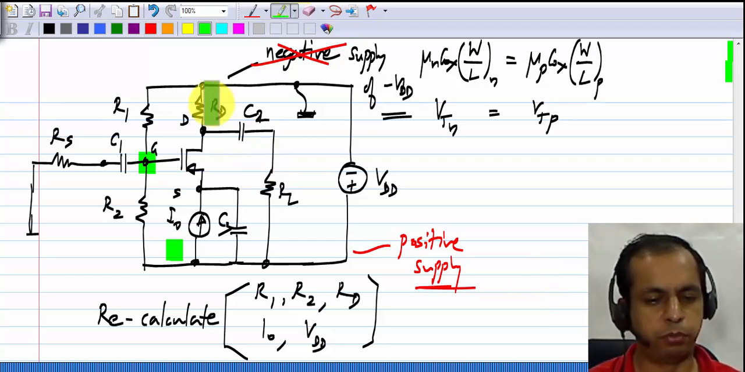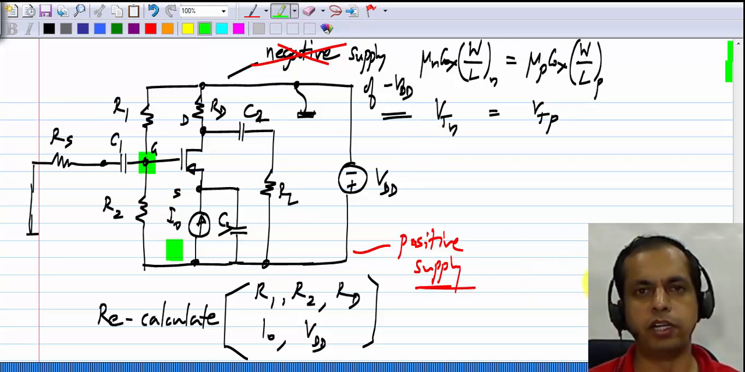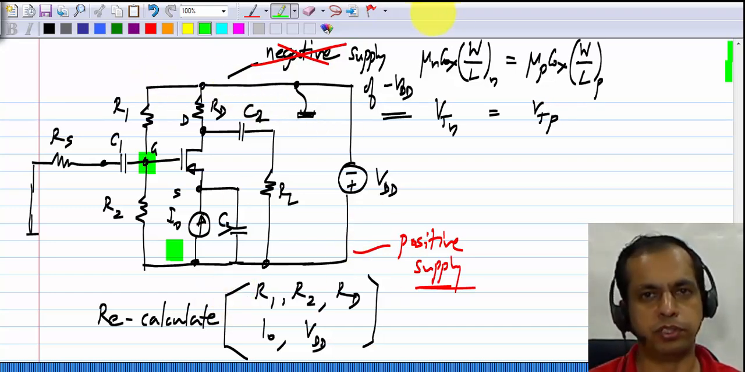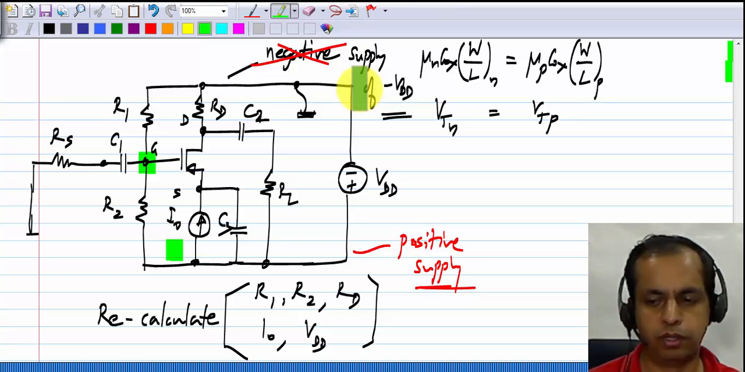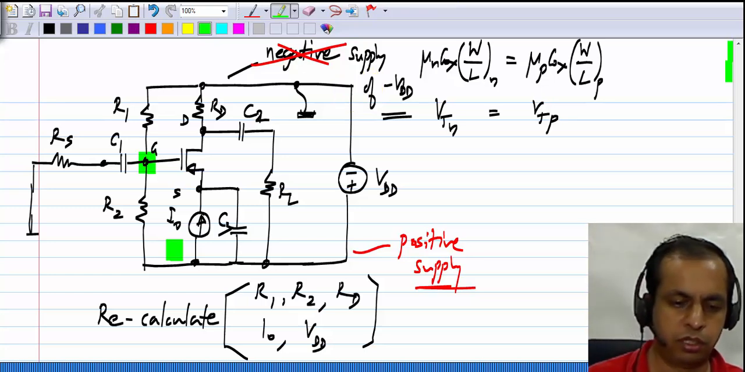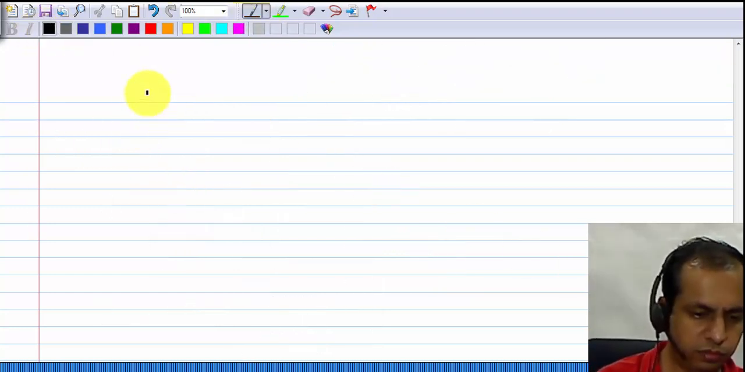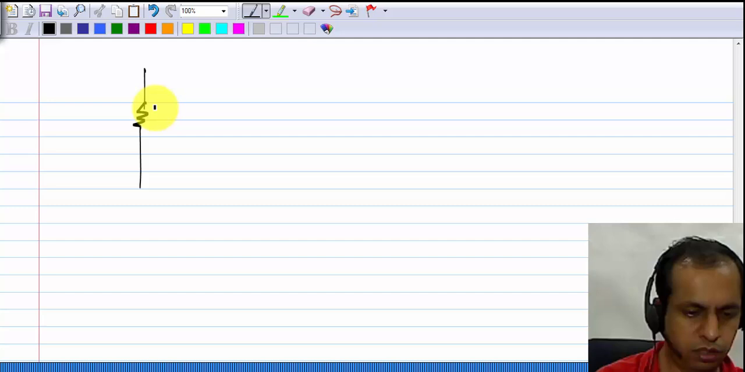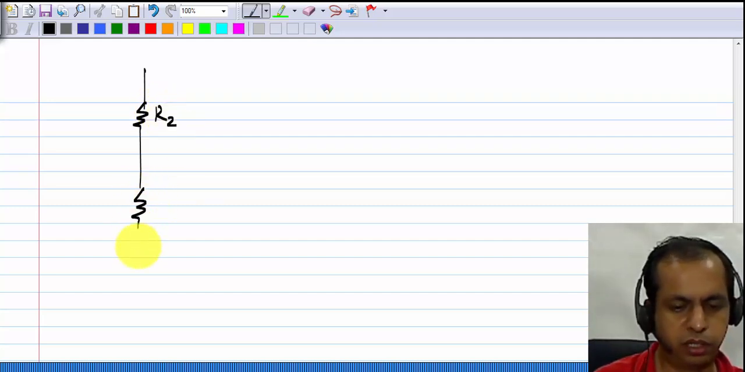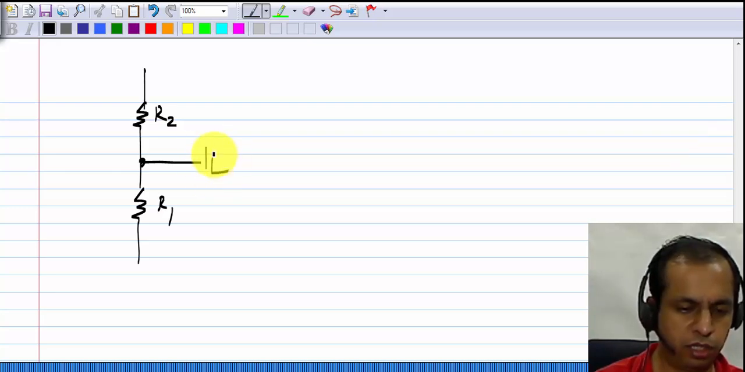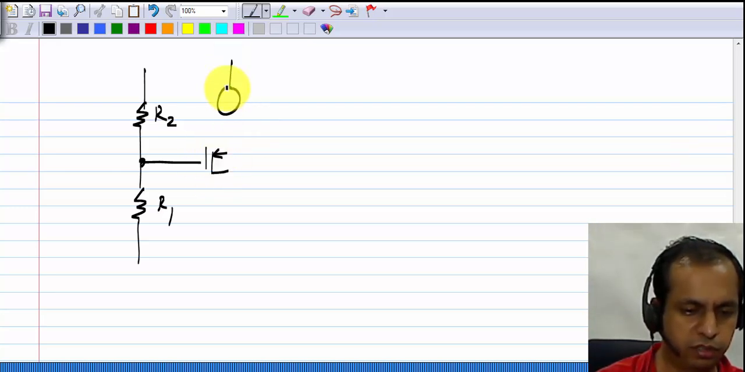We have now a proper circuit with a PMOS transistor with a positive supply. And finally, the way we draw circuits is normally with ground at the bottom and the positive supply on top. So all I have to do is to flip this picture upside down. Okay. If I do that, what will I get? I have R2 there, R1 there. Remember, this is the flipped picture compared to what I had earlier.